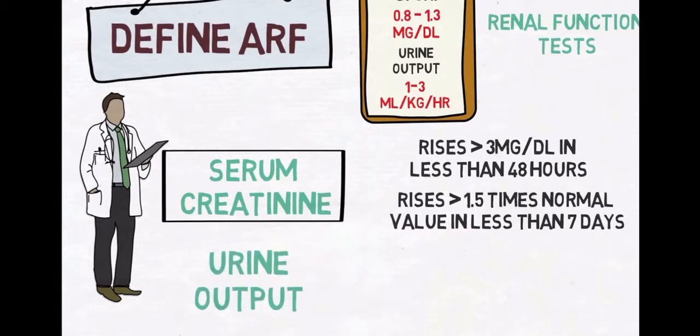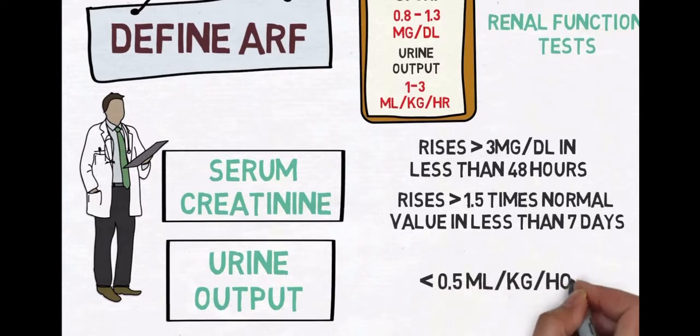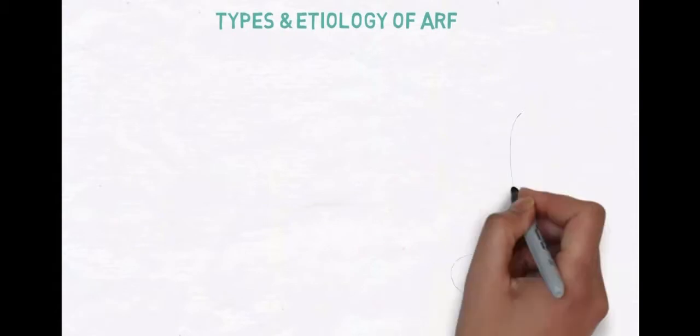It can also be defined on the basis of urine output. When urine output falls below 0.5 milliliter per kilogram per hour, the kidneys are said to be in a state of acute renal failure. Now, let us understand the types and etiology of acute renal failure.